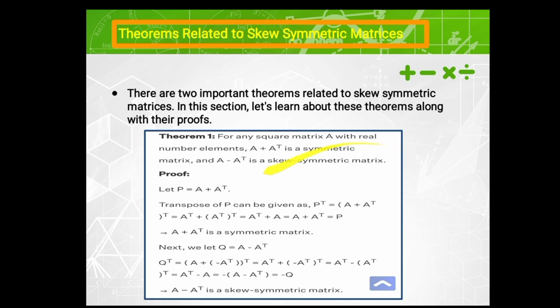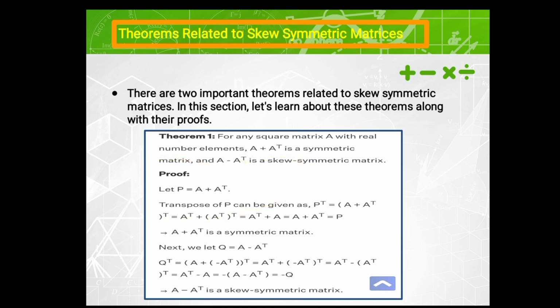As we learned this formula in our previous classes, if we take a matrix A, we can express it as a sum of a skew symmetric matrix and a symmetric matrix. From that we can prove that for any given matrix, A minus A transpose is a skew symmetric matrix. Let us see the proof for this theorem.